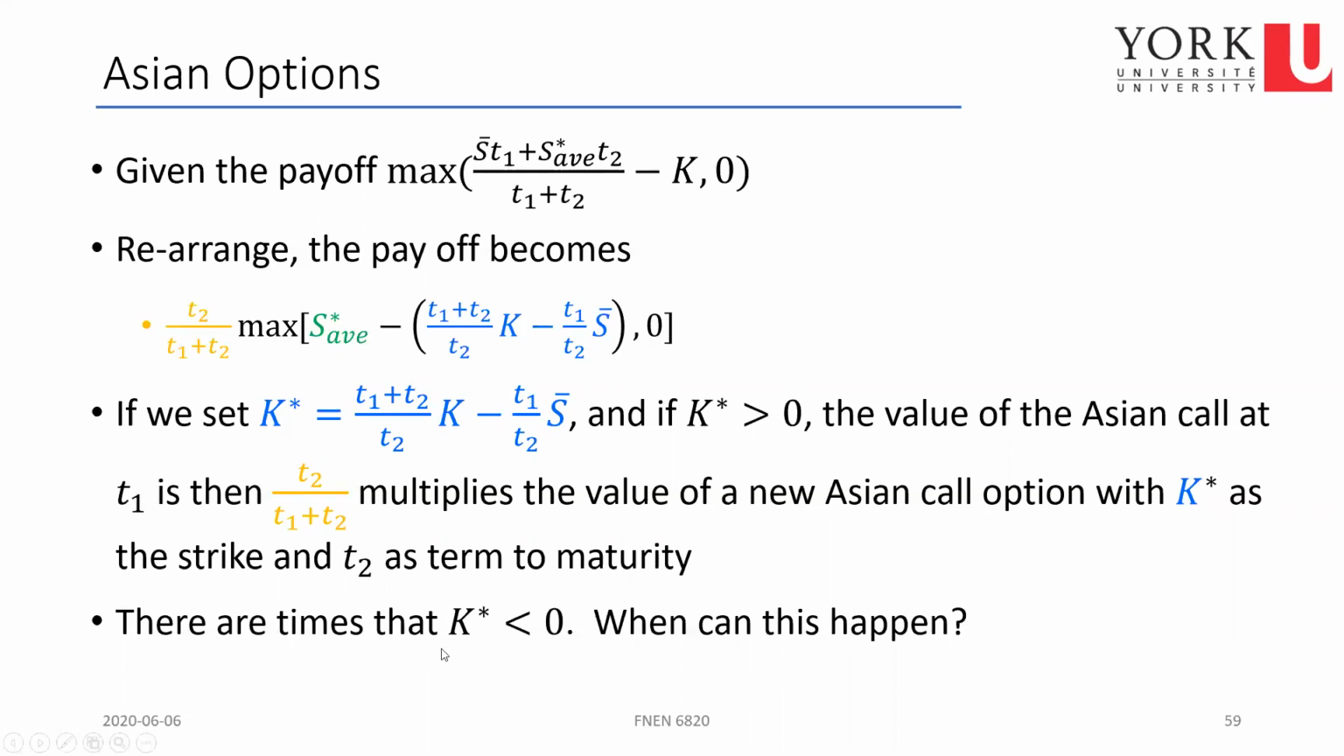Now there are certain times where you will find that K star is equal to a negative value for a call. So what does it really mean for this to be negative? A regular strike price will never be negative, right? But if you just look at the expression here, if your S bar is big enough, this adjusted K star will be negative. So what does negative K star mean?